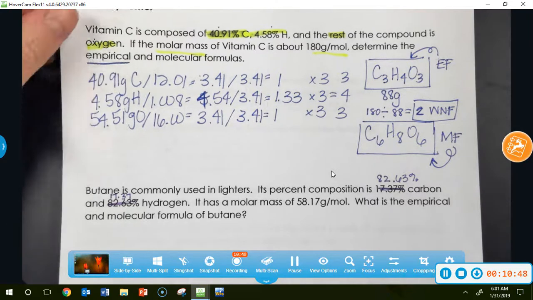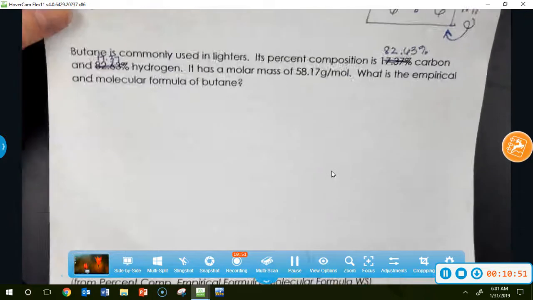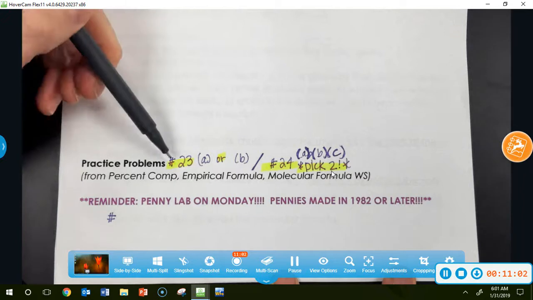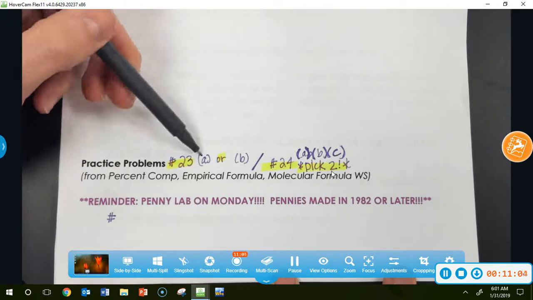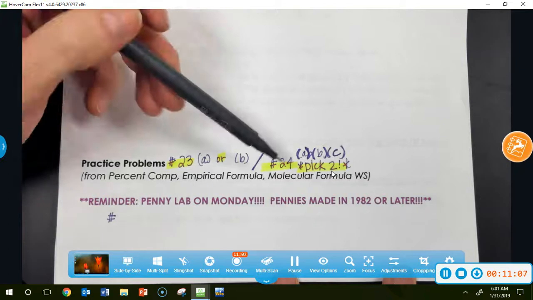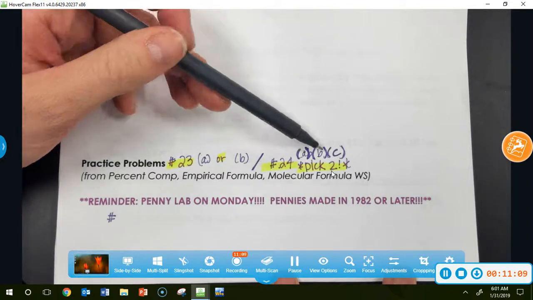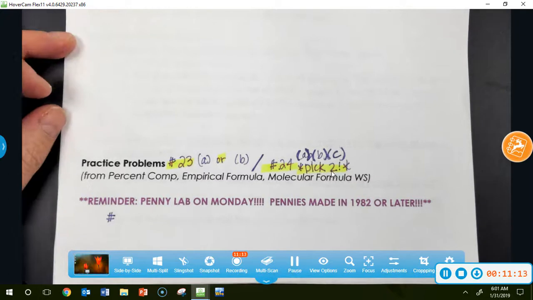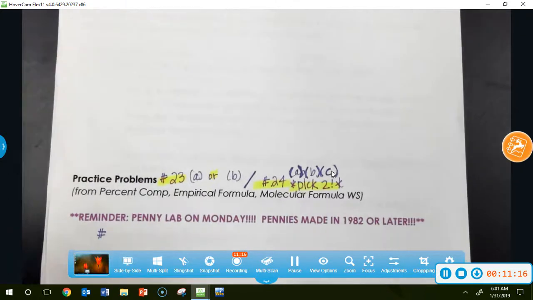And lastly, I want to scoot it down just a little bit because these are your practice problems. On that same worksheet you've been doing percent composition, empirical formulas, and molecular formulas from, number 23, pick A or B. And then from number 24, A, B, and C, you just need to pick 2. So you have 3 practice problems to do for Monday. And I'll try to get a key uploaded. I'm sorry I didn't do that yet for the other night's homework.